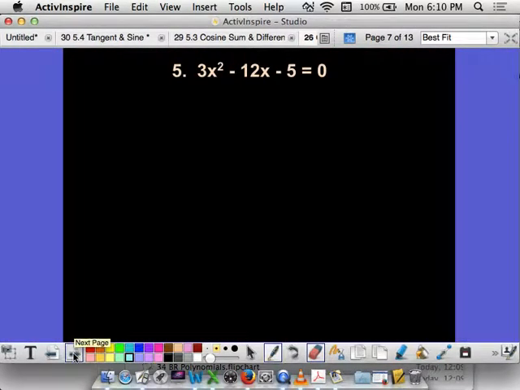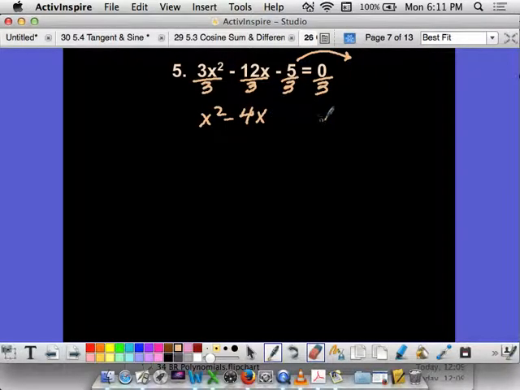Number 5. In number 5, we add a little step here. We notice right here that it has a coefficient of 3. In completing the square, your a must be 1. Ax squared, a must be 1. So this coefficient must be 1. To take care of that, to make that 1, we divide everything by whatever that coefficient is. And in this case, it's 3. So we have x squared minus 4x, and I'm going to go ahead and take this c over to the other side, scoot down, skip a space, is going to be equal to a positive 5/3.